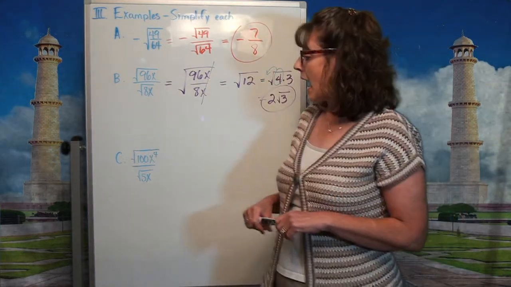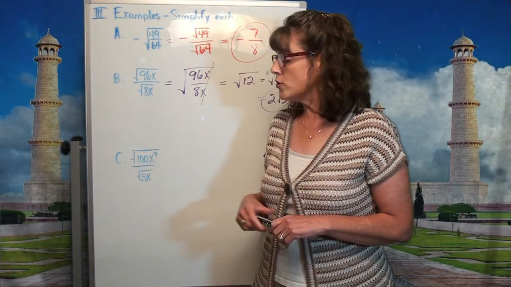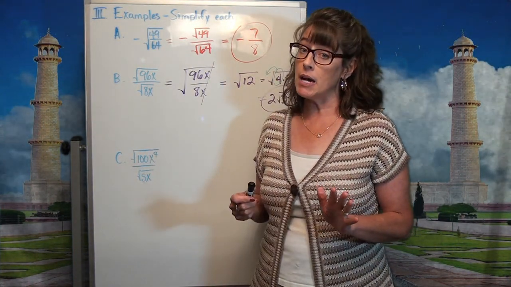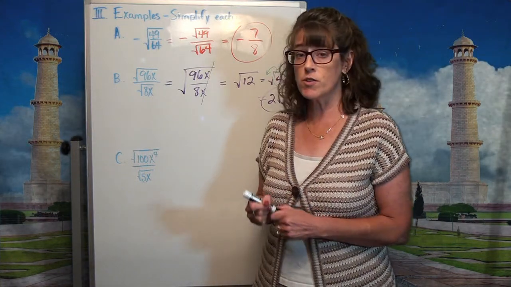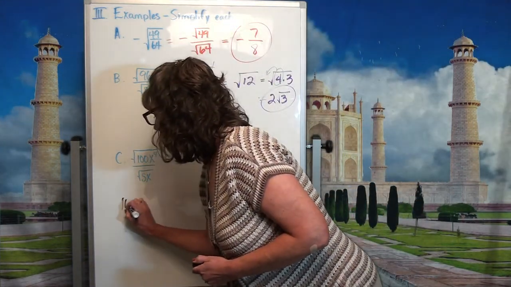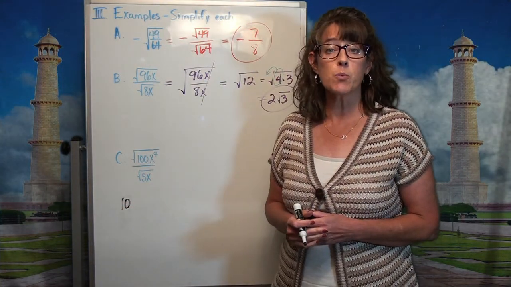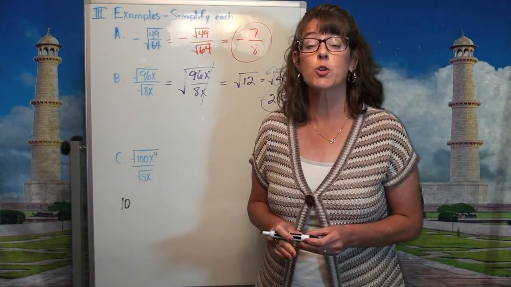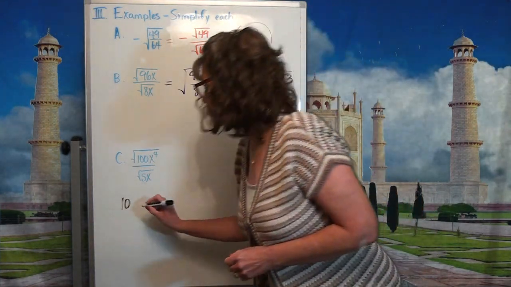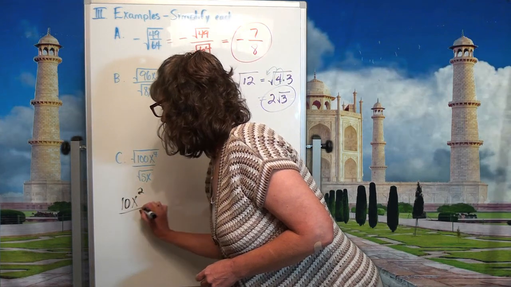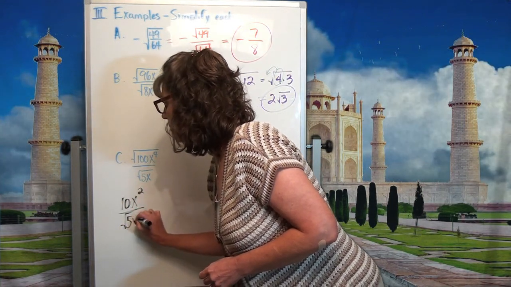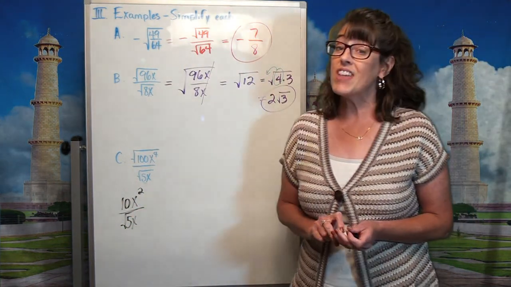So once again, I can take the square root of 100, x to the 4th, which, hey, wait a minute. I do know the square root of 100. That's 10. And I do know the square root of x to the 4th, because what would I multiply by itself to create x to the 4th? That would be x squared. But notice what happens here. I am left with this radical underneath the denominator, and that's not okay.